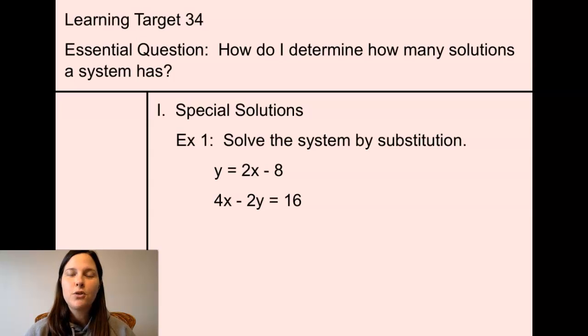Still solving by substitution, but this time we're going to look and see what happens when we get a special solution. If you remember our first lesson on graphing, we saw two lines that would intersect and we would get one solution where they meet. But we also saw when two lines landed on top of each other, which gave us many solutions. And we also saw when two lines were parallel, which gave us no solution. We haven't seen that so far with our solving by substitution. We've always gotten one solution. So we're going to take a look at what happens when we get a special solution.